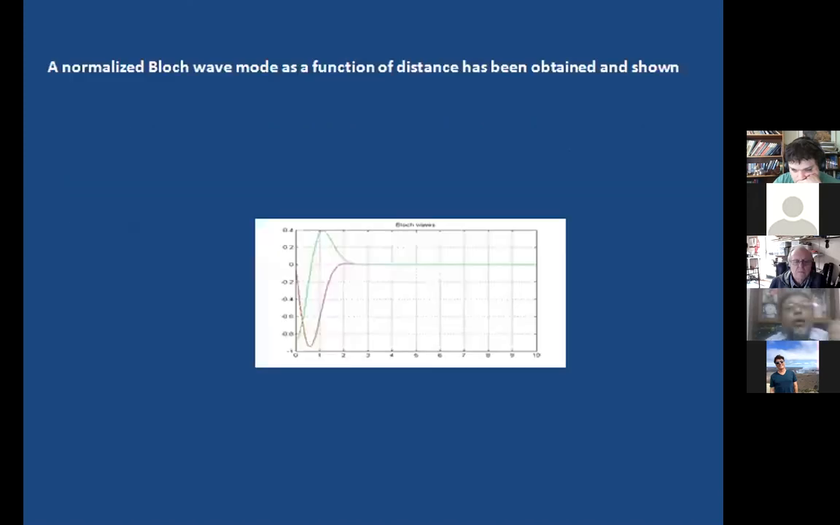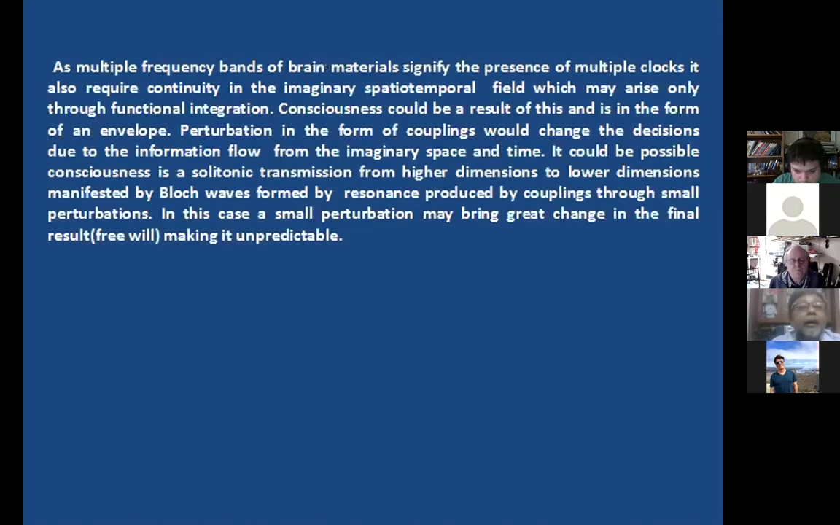Okay. So here we got, I will show that in the paper, some kind of normalized Bloch wave mode as a function of distance. Okay, so this is very important, according to me, along with the Bloch wave constant, which I think could explain many of these physical activities and the experimental group. Maybe they can shed some light on this.